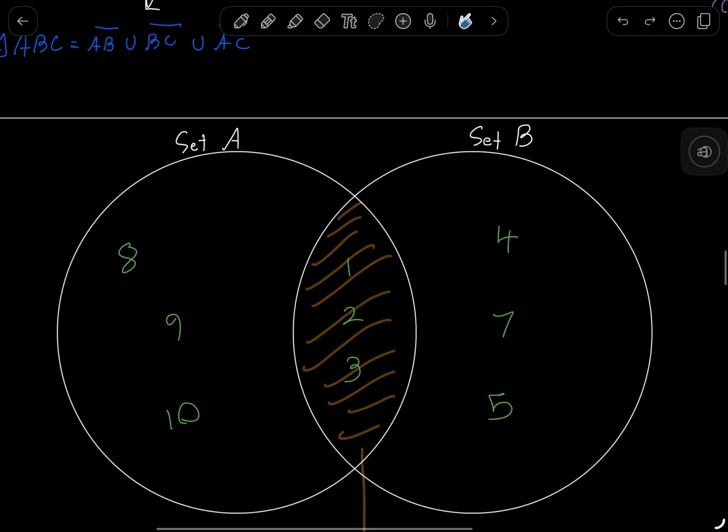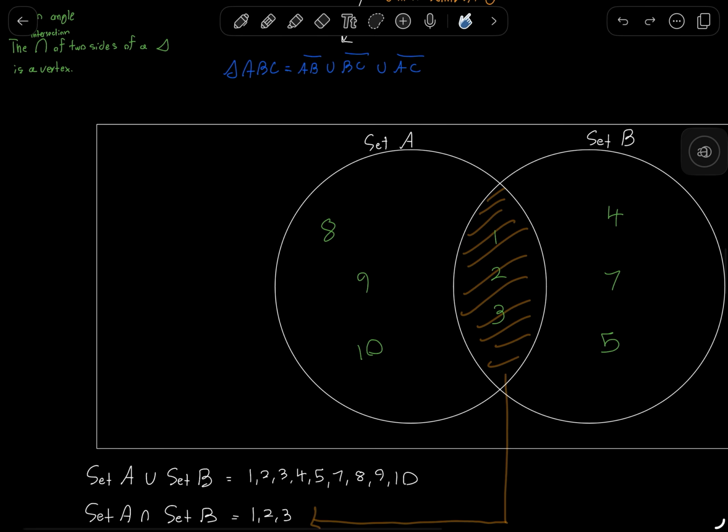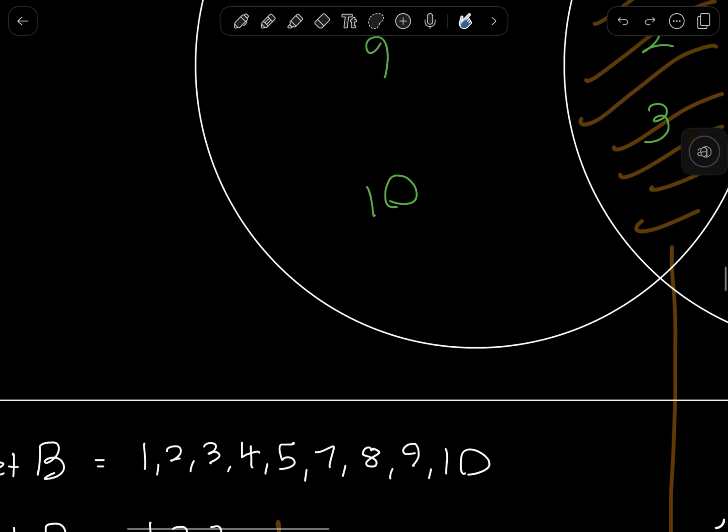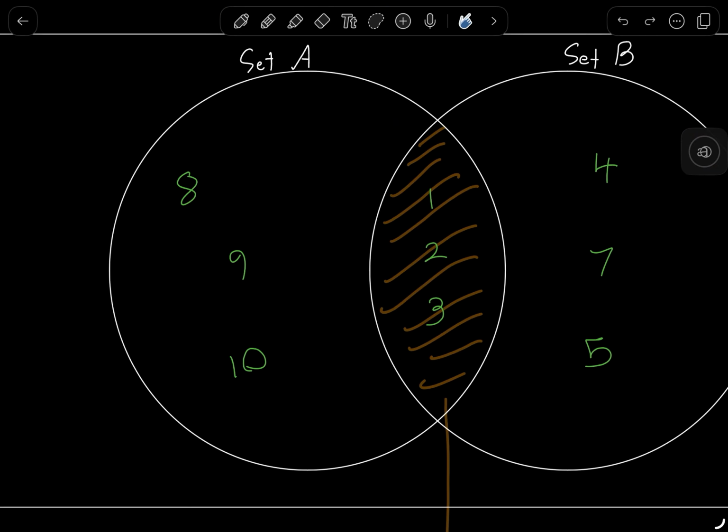Now, what is the union of sets A and B? Well, earlier I told you that the union is the entire concept, it's the entire thing. So in this case, the union of these two sets is just going to be all the numbers. So it's going to be 1, 2, 3, 4, and so on and so forth, just including all the numbers that are found in both sets.